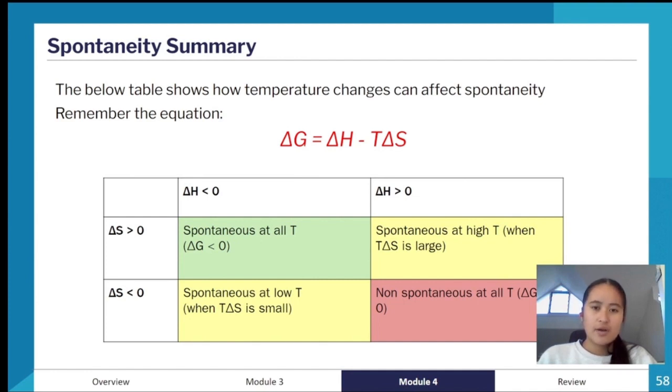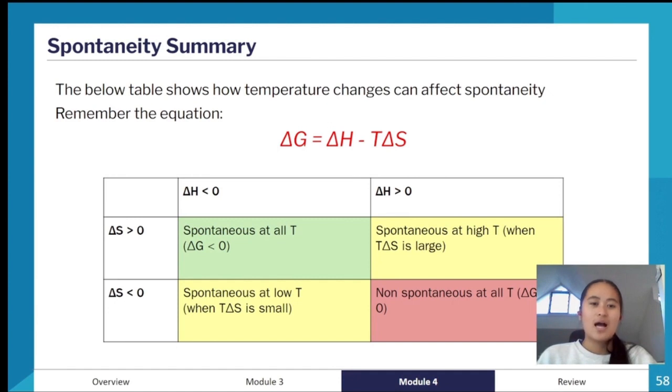So if we have a very low delta H and a very high delta S, we can see that because of the maths, if you have a low delta H and a high positive delta S, then delta G will be negative. It will always be negative, because if delta H is negative and delta S is positive, if you do the maths, it'll turn out that delta G is always less than 0. So it will be spontaneous for all T.